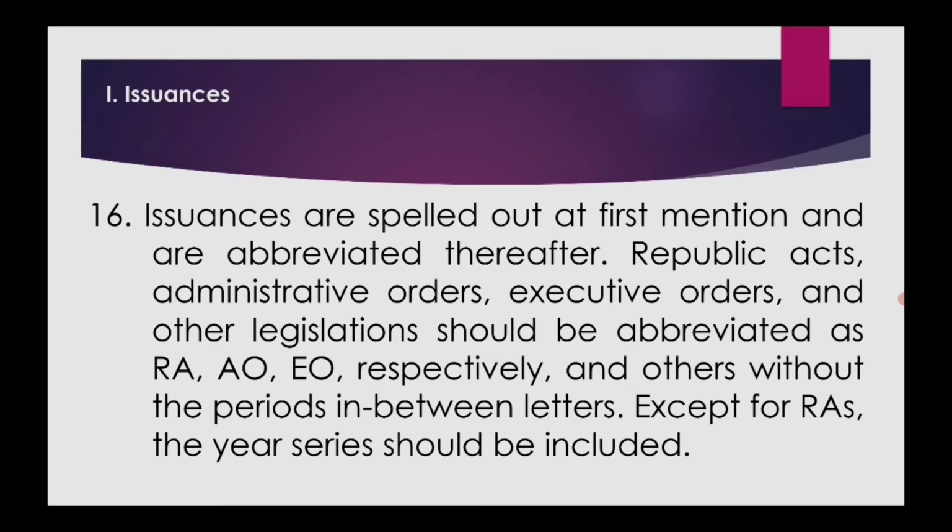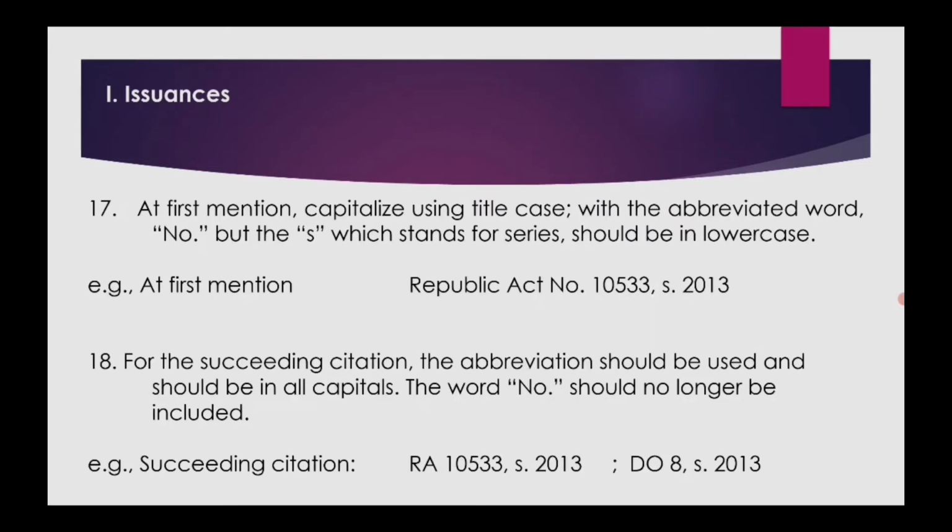Issuances are spelled out at first mention and are abbreviated thereafter. Republic Acts, administrative orders, executive orders, and other legislation should be abbreviated as RA, AO, EO, respectively, and others, without the periods in between letters. So, no periods are added. Except for RAs, the year series should be included. At first mention, capitalize using title case with the abbreviated word "No.", but the S, which stands for series, should be in lowercase.